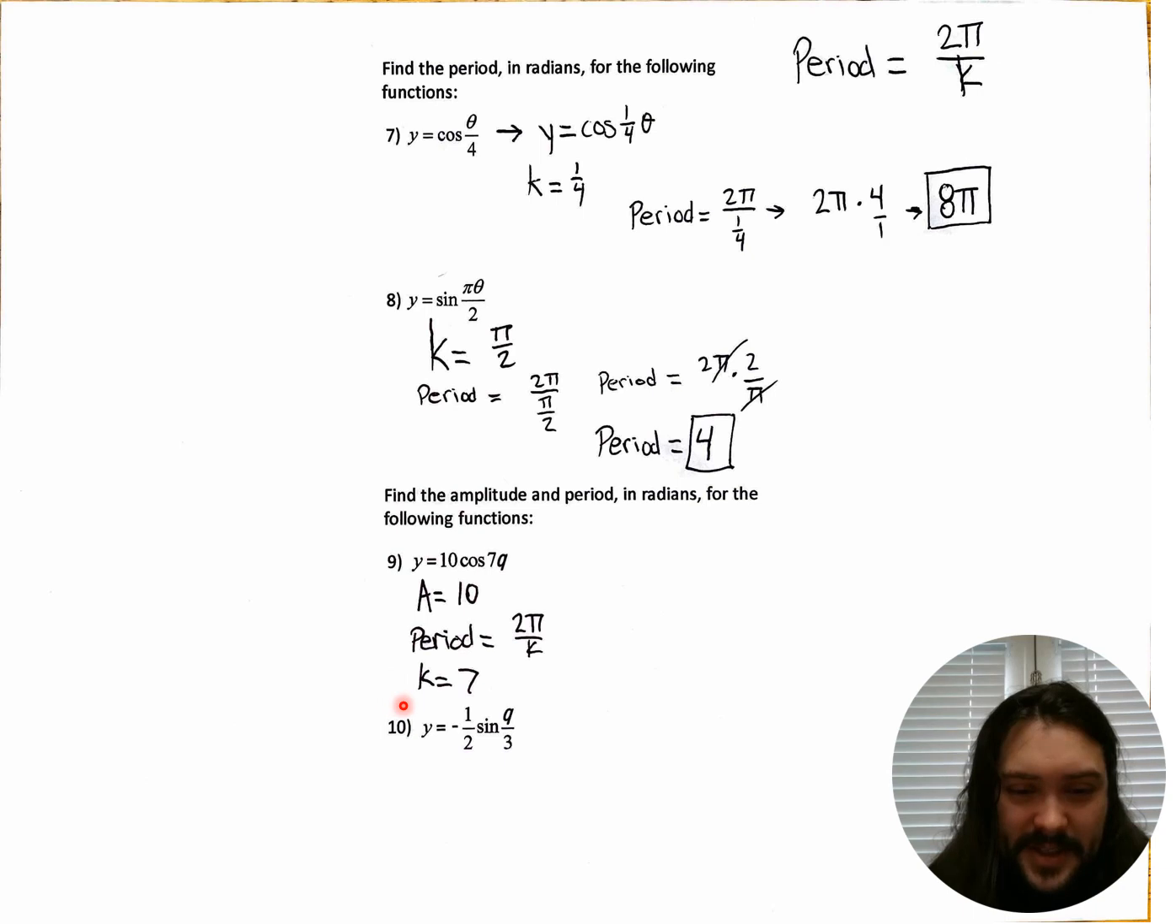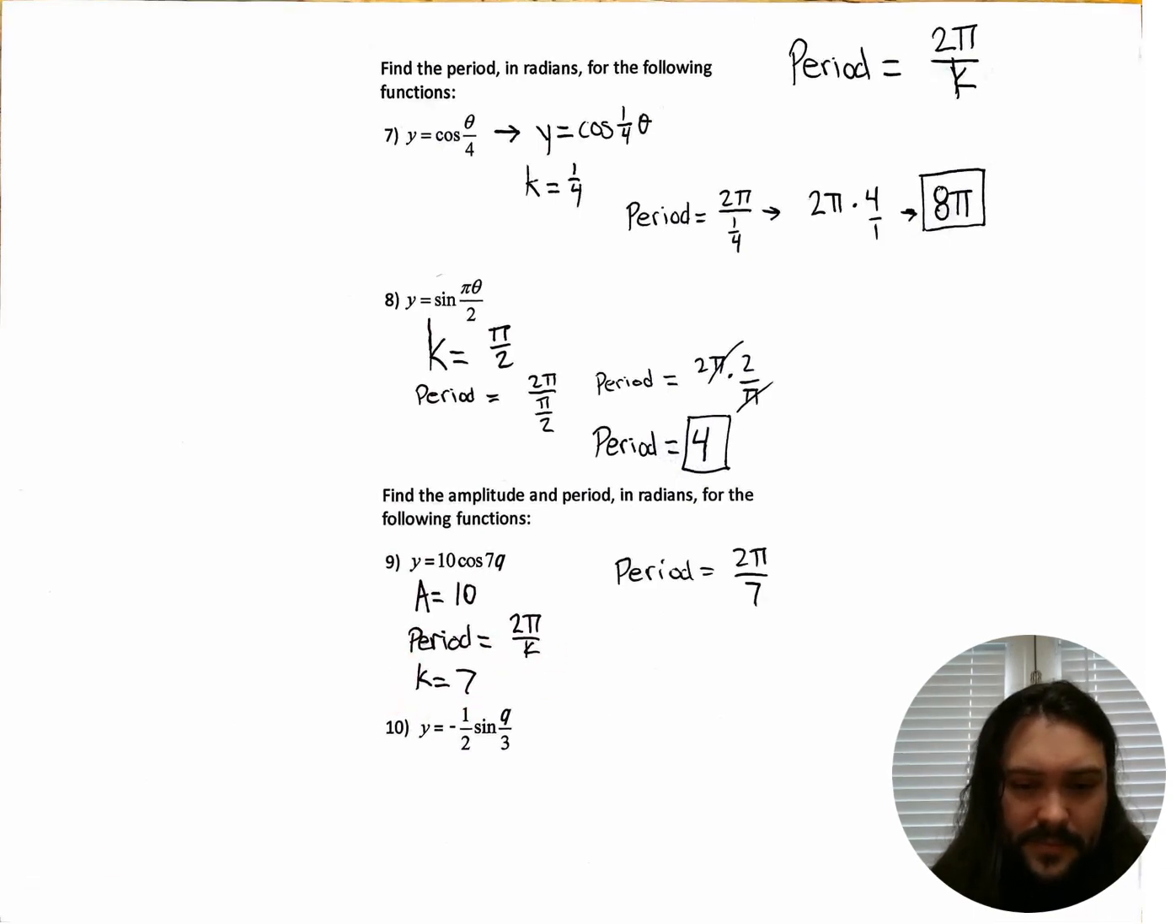All right, so 7, we put that with the k. And so our period is 2 pi over 7. That doesn't reduce, so that's it. We've got our amplitude and we've got our period.